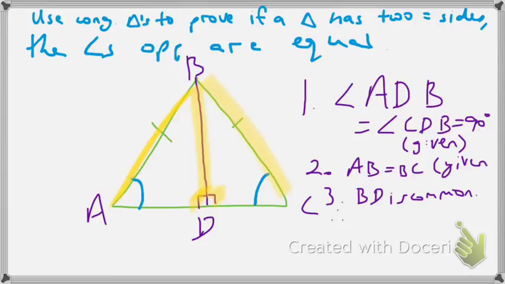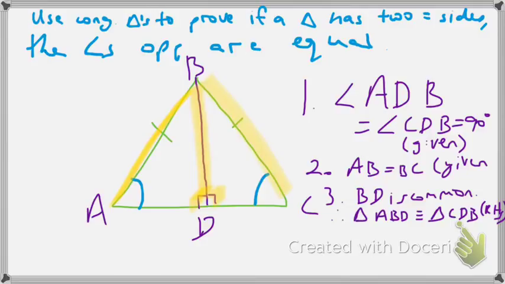So therefore we say that triangle ABD is congruent to triangle CDB, RHS. Okay, so that is my congruent triangle proof. Very brief, but you know how to flesh it out a little bit.